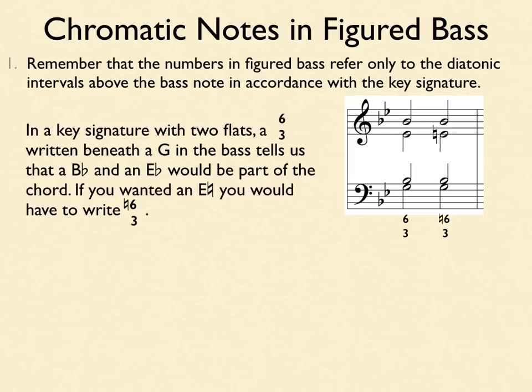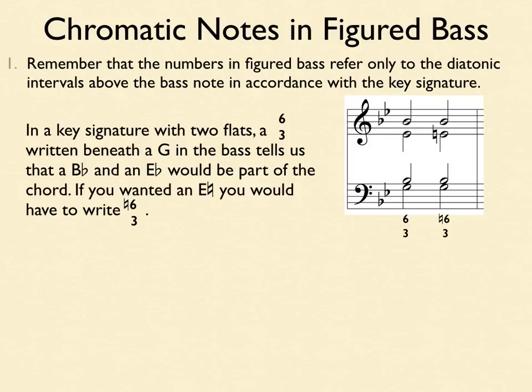So just to look at that in the first example here, the very first chord, you see we have a G in the bass and we have 6/3 written underneath, and that would indicate that there's going to be a B flat above that bass, which I've included. I've also included another B flat in that chord just to double it up to make it a full sounding chord. But the 6 also refers to the 6th above that G, which is going to be the E flat.